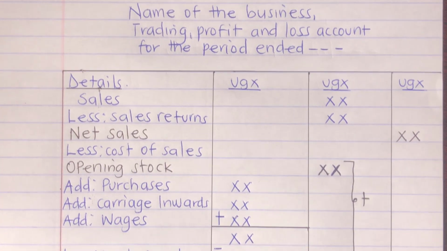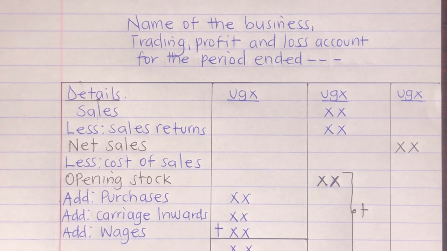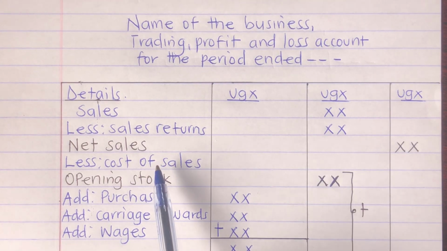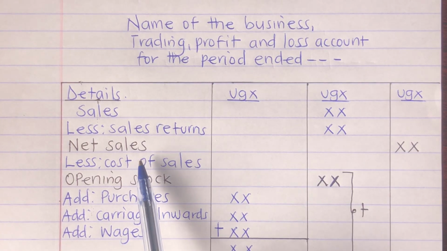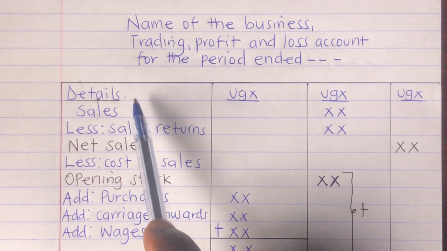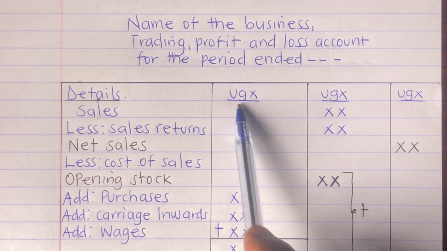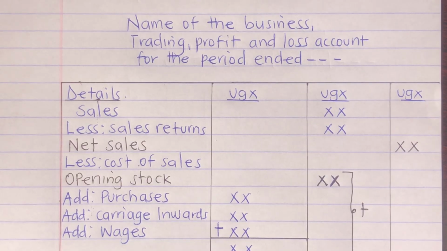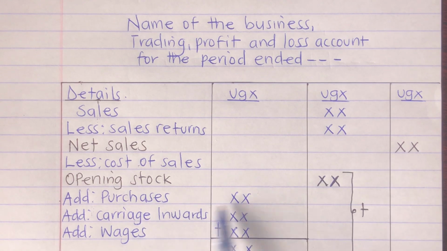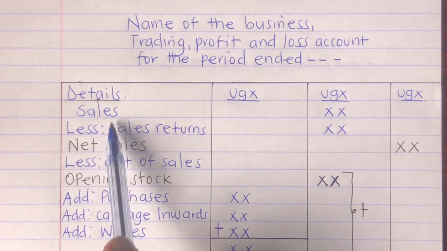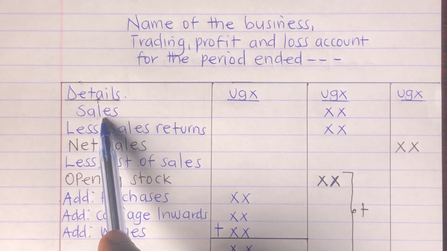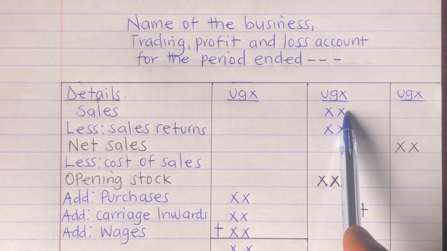When we are preparing an income statement, first we draw our format. We draw 4 columns. The first column is for details, and you put UGX here. UGX is our Ugandan currency. So our first entry when we are drafting an income statement or trading profit and loss account is the sales. So we post our sales here, and the amount is posted in the second column.